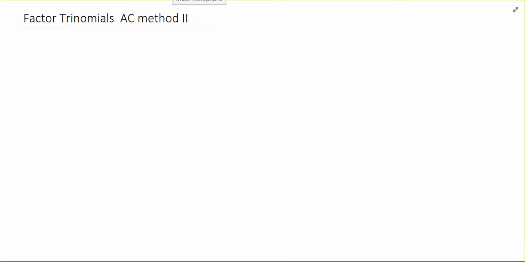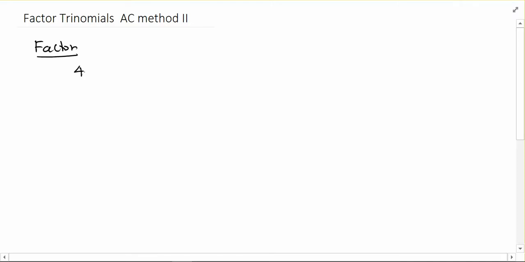Okay, so let's continue with our AC factoring examples. The first one we'll take a look at is: factor 4x squared plus 5x minus 6. If I'm going to use the AC method, then first I want to identify my A, B, and C. A is 4, B is 5, C is negative 6.